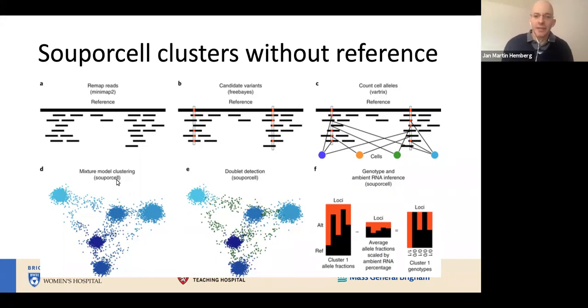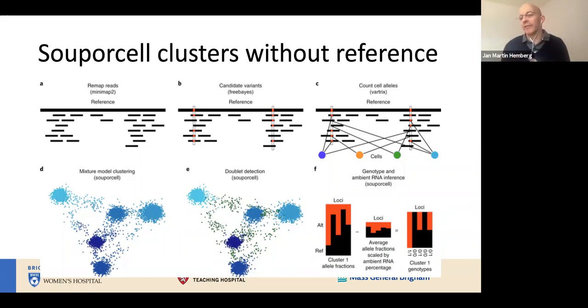So in this space, the doublets come out very nicely because we expect each cell to be very near a cluster. But if we have things that are lining up in between clusters, they are very clearly doublets.